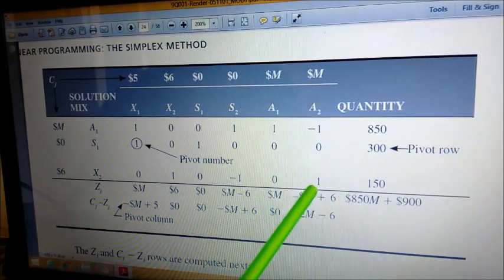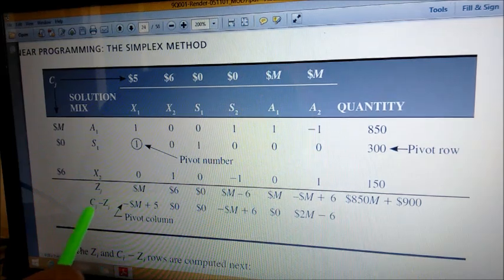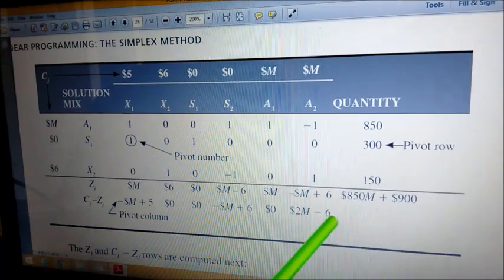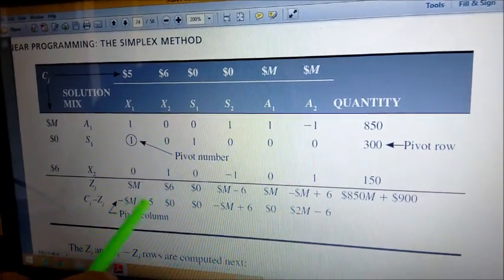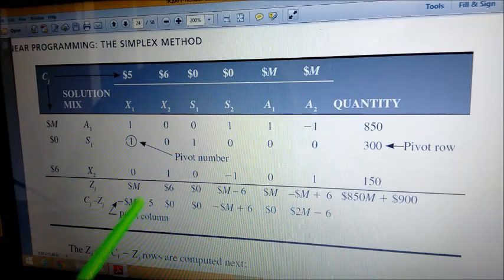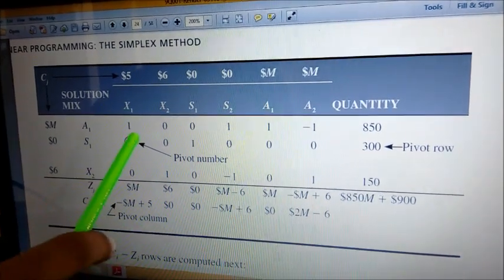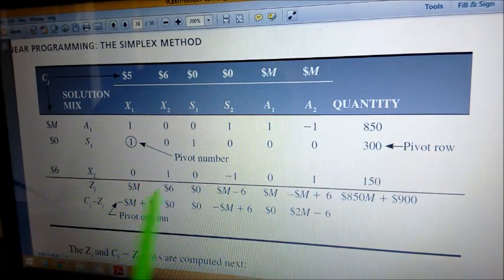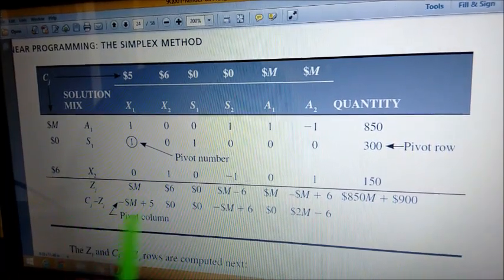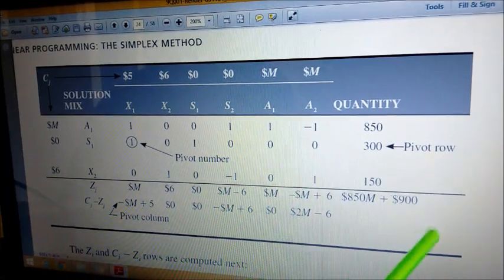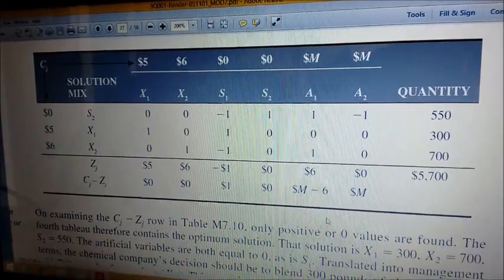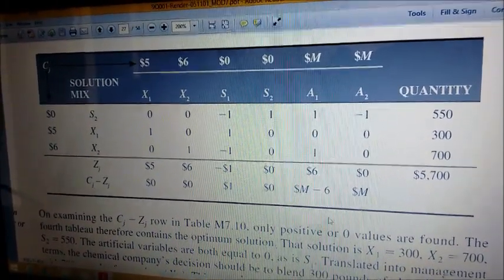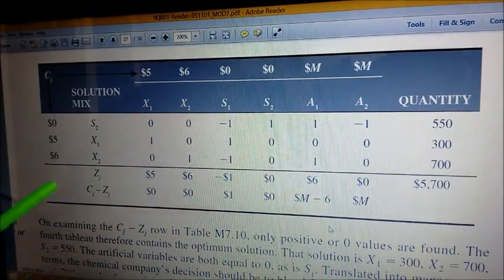So again, similarly we'll calculate Zj and Cj minus Zj, and again we take the most negative value in the Cj minus Zj row, and assume that column to be the pivot column, and the least ratio will be the pivot row, and we'll carry out transformations in a similar way until we reach a final simplex table. So that was the second simplex table. There will be a third simplex table also, and now I'm showing you the final simplex table. This is the fourth simplex table.